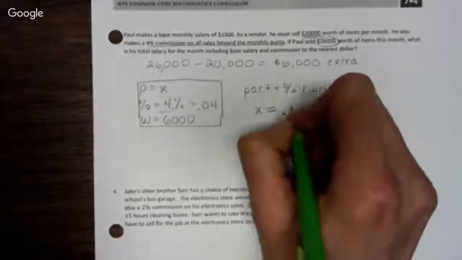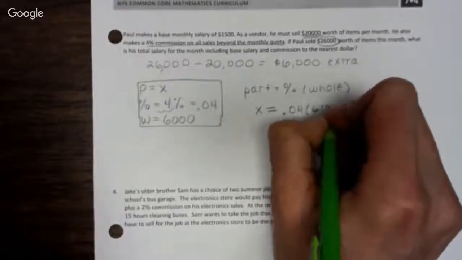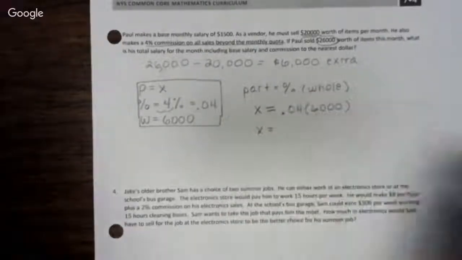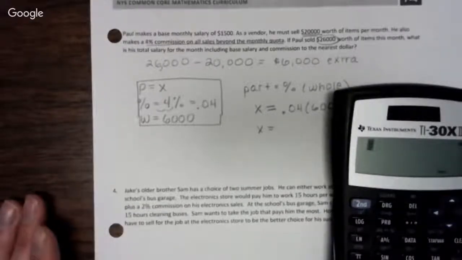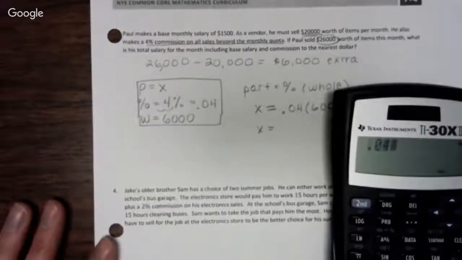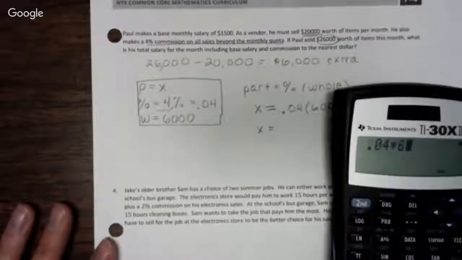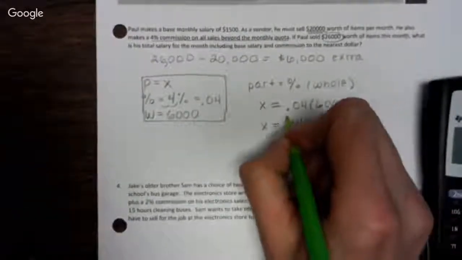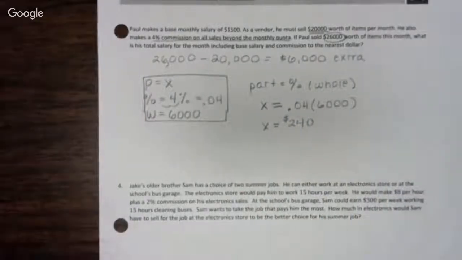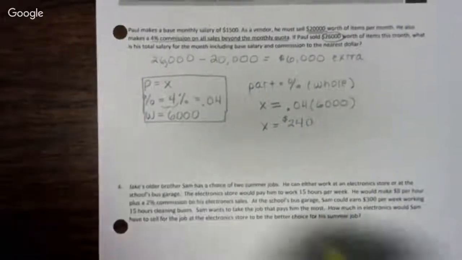So part equals percent times whole. So X is equal to 0.04 times 6,000. So bring your calculator in. Punch in 0.04 times 6,000 and you get $240. So he would make $240 commission in addition to his base pay.